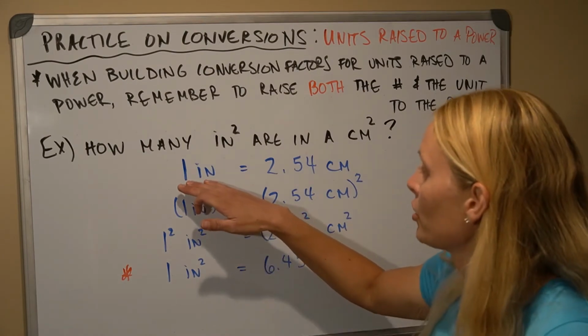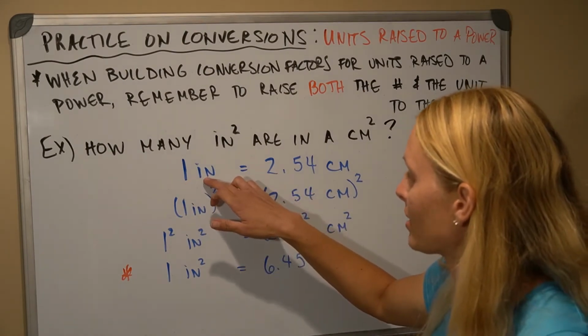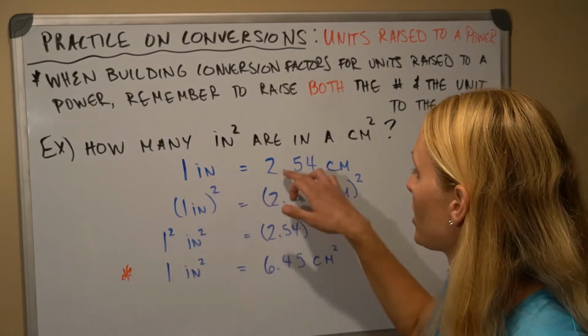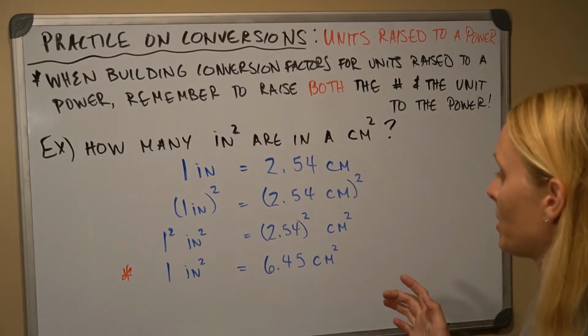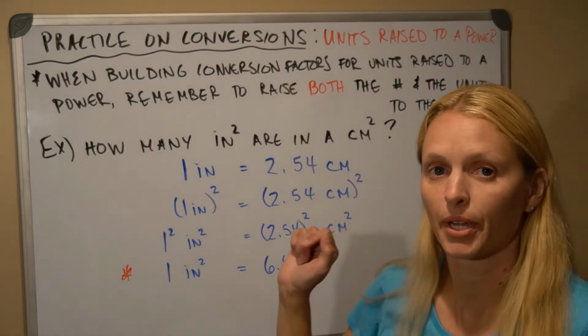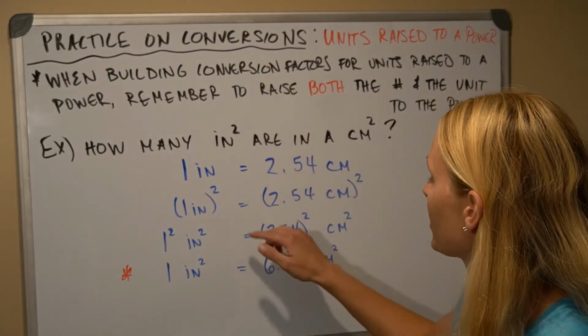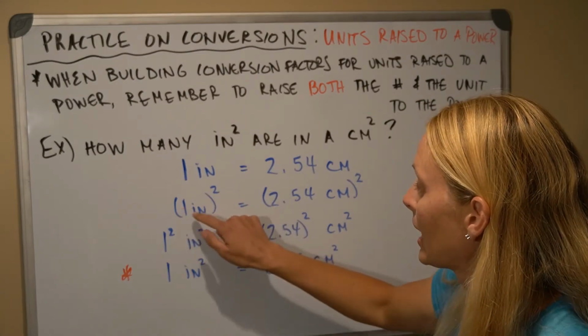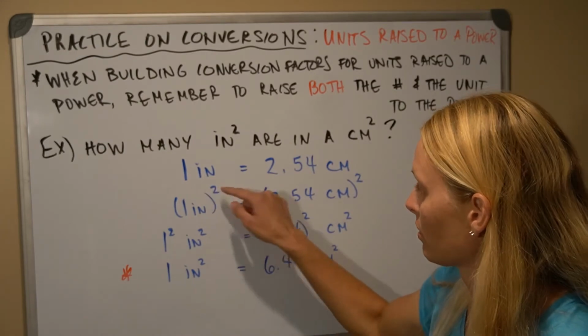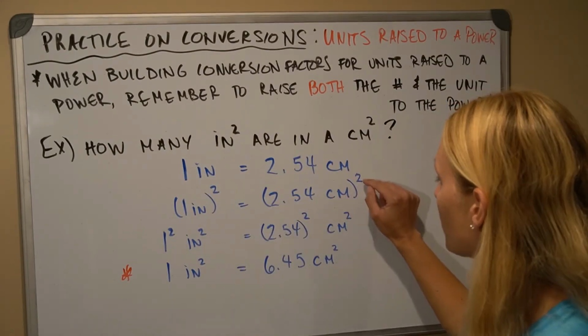So what you want to do is start out with the basic conversion factor that you know, or you can look up. 1 inch is equal to 2.54 centimeters. But I need the units squared. So when I build it, both the number and the unit are going to get squared. So 1 inch, I'm going to square it. 2.54 centimeters, I'm going to square it.